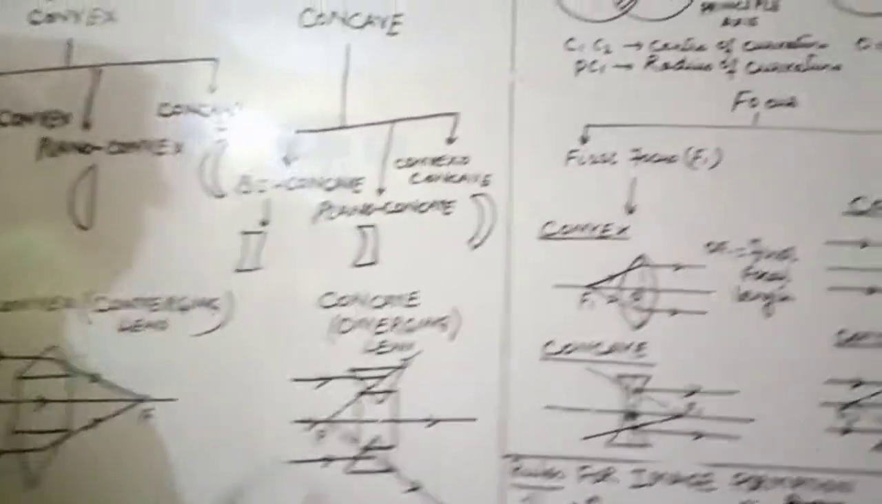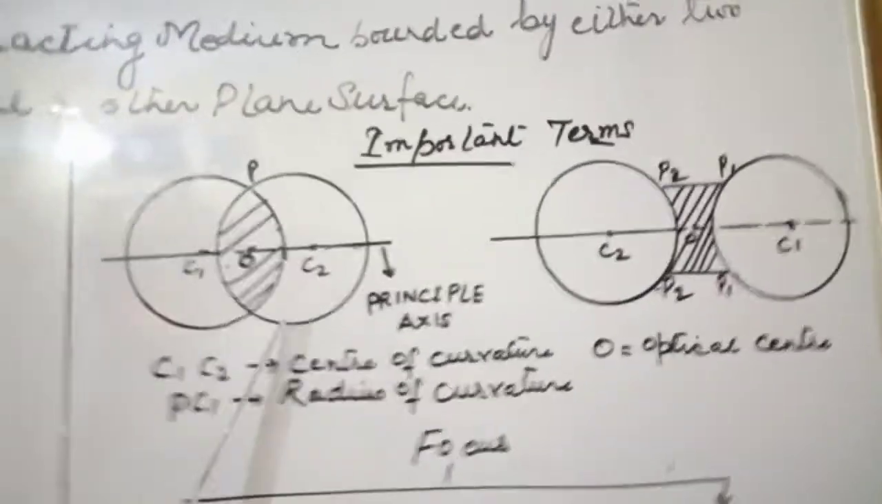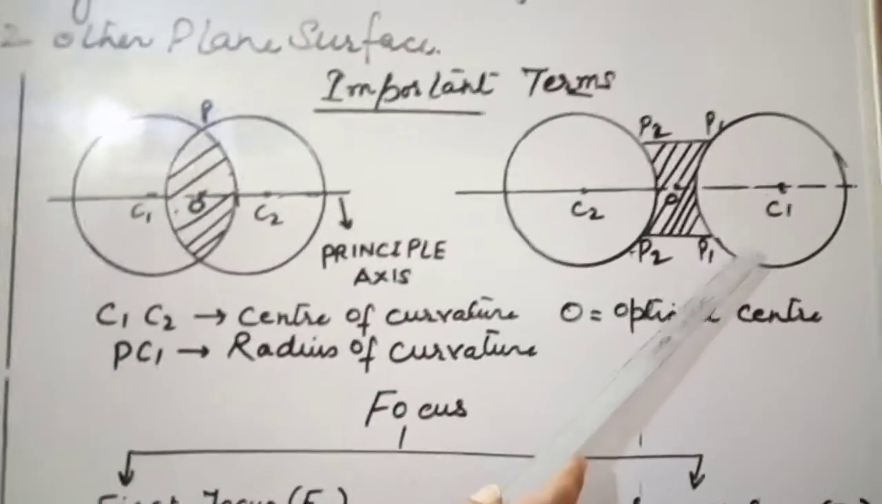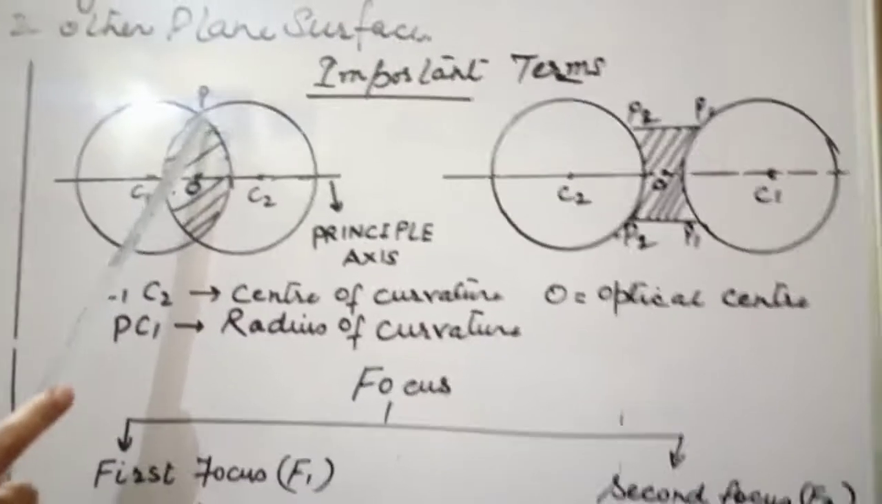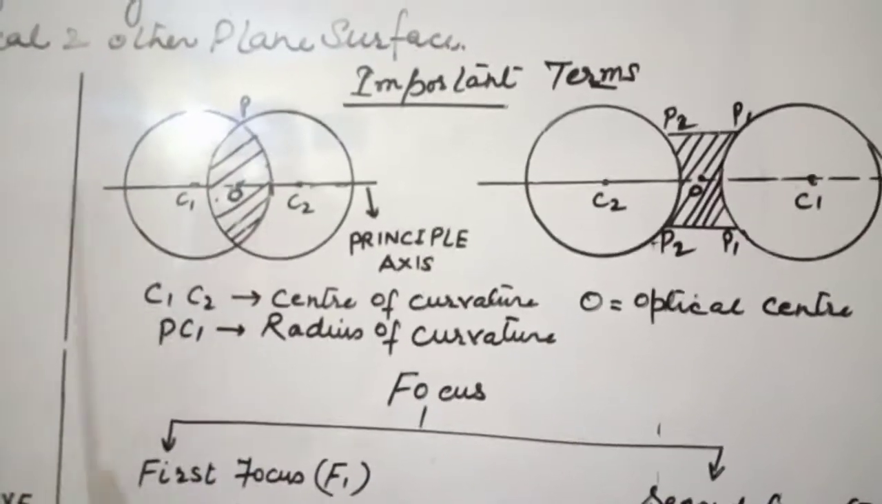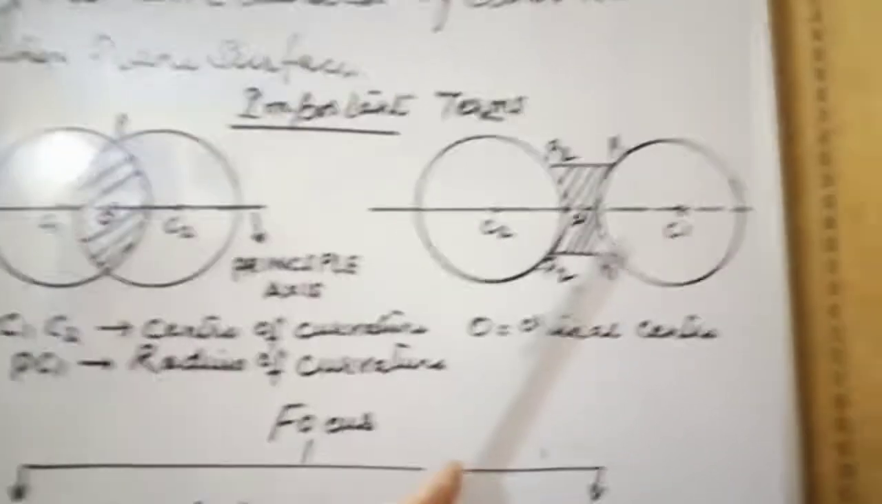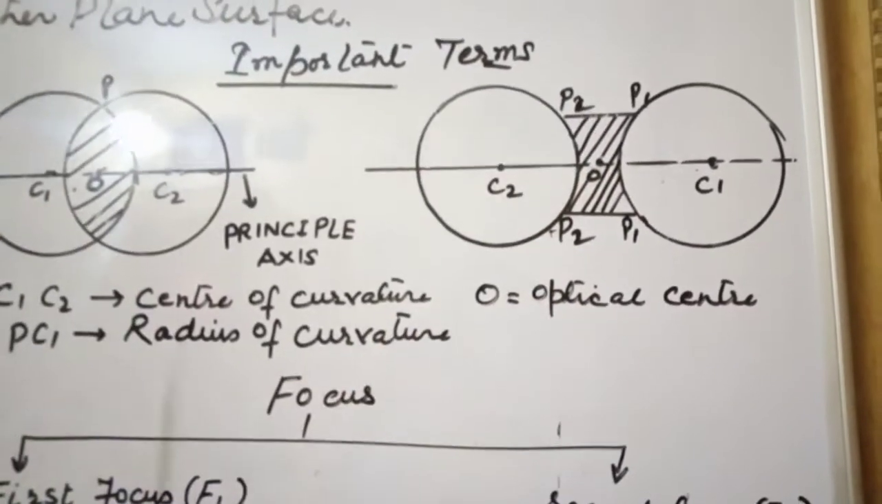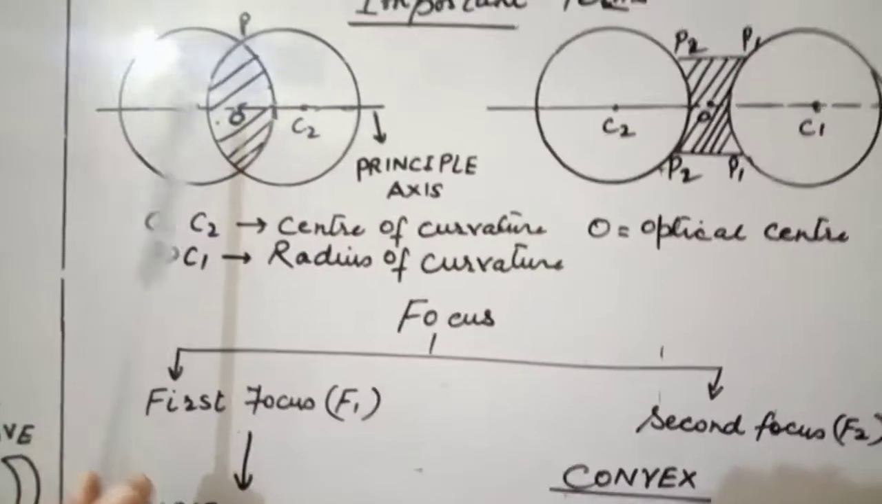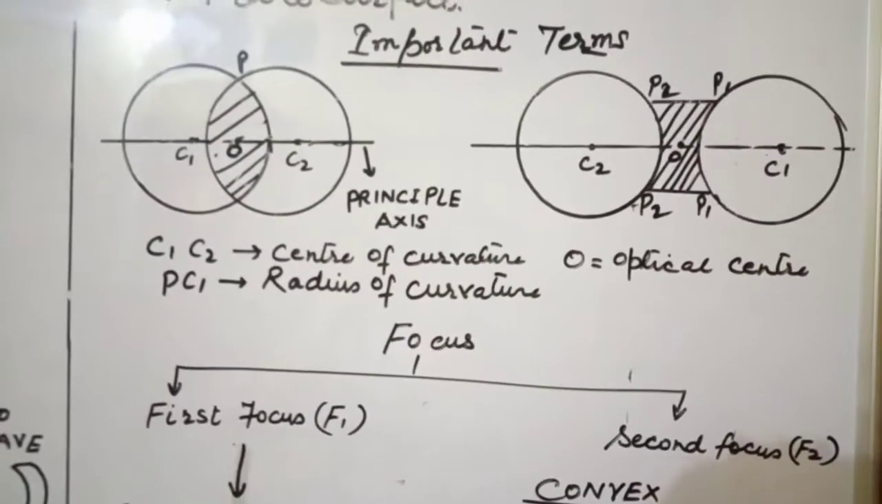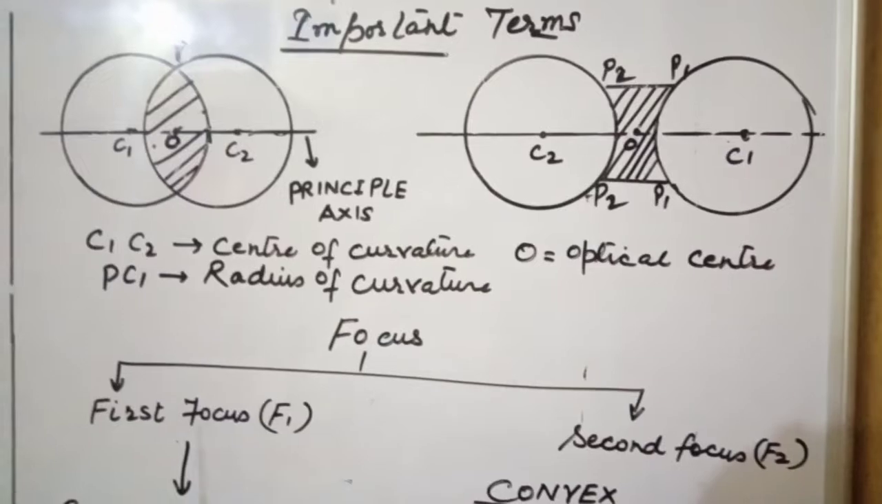Now we will go into more detail. Before that, I will tell you some important terms. Again, concentrate here. I just consider two spheres. Here also two spheres. When I cut these two spheres like this, the intersection portion is considered a convex lens. When these two spheres are kept like this, the common portion is considered a concave lens. So one thing is clear: a lens is a part of two spheres, maybe convex, maybe concave.